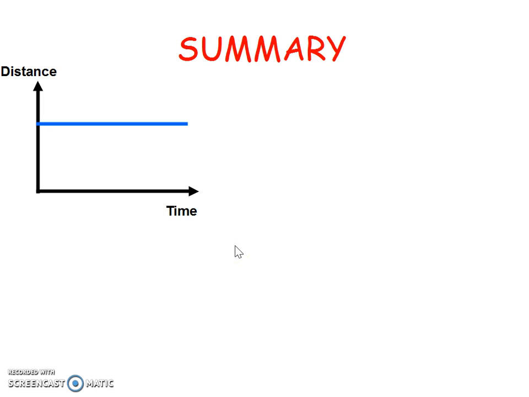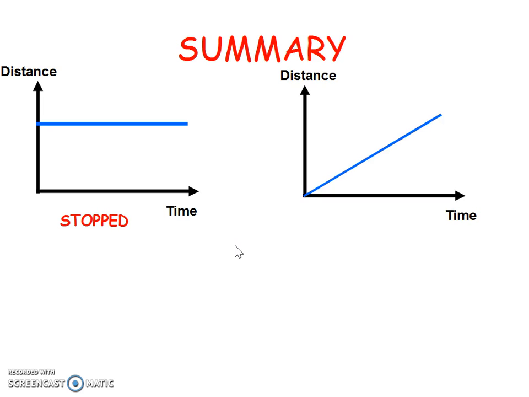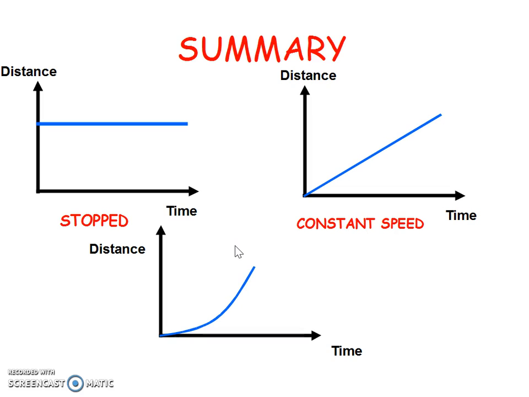So in summary, you need to know these. If the line is horizontal, that means that it is stopped. If the line is diagonal, that means it is going at a constant speed. If you see a line that is getting steeper or becoming less steep, it is accelerating. Now, you are going to see some graphs that are a combination of these. We'll get into that a little bit later in the lesson.